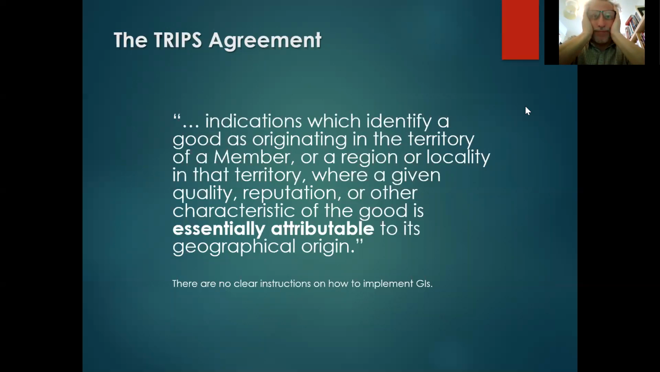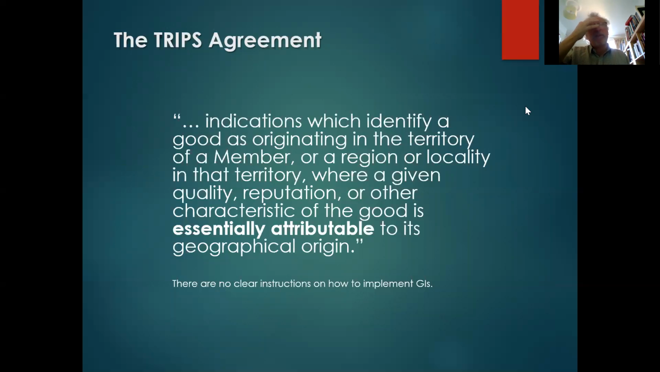So here's the language of TRIPS. There's no real clear definition of a geographical indication in the legal sense at all. So it says here, indications which identify a good as originating in the territory of a member, or a region or locality in that territory, where a given quality, reputation, or other characteristic of the good is essentially attributable to its geographical origin. So what is an indication?